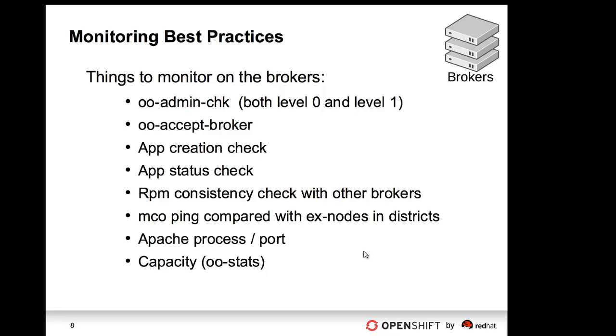So we actually monitor this. There's level 0, which is rather quick to run, and then there's level 1, which is much more intensive. So it just does more checks that take a longer period of time. We run level 1s every Monday, and we run level 0s every other business weekday. We also run OO except broker.